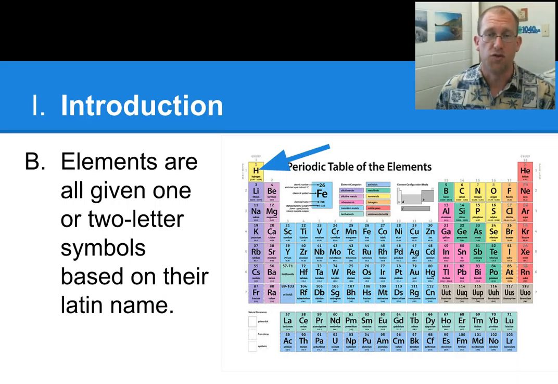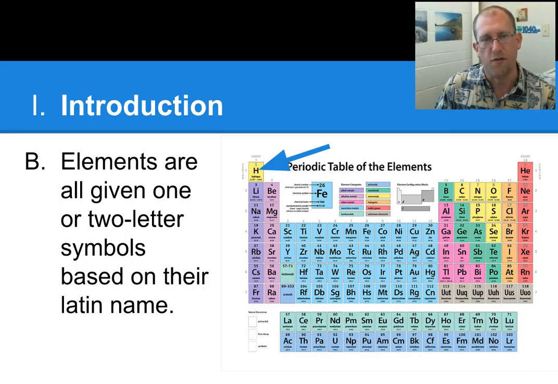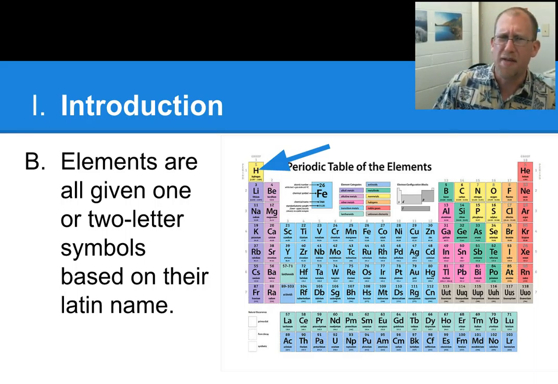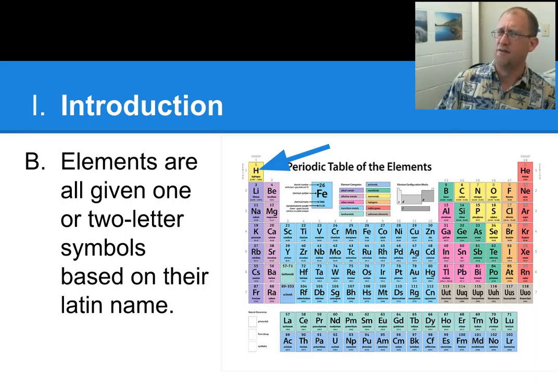In each field, you will see that the element has been given a 1 or 2 letter abbreviation for its name, and that serves as the symbol for the element in compounds and in chemical reactions. Anytime we're referring to that element, we can just use that 1 or 2 letter symbol. Sometimes it makes a lot of sense: H for hydrogen, C for carbon, O for oxygen. Sometimes it doesn't make sense: Pb for lead, Sn for tin.